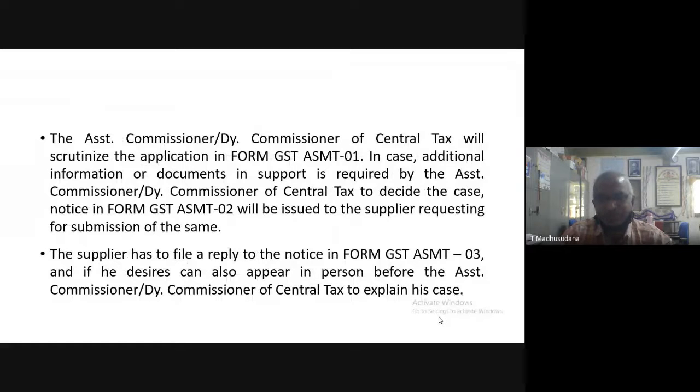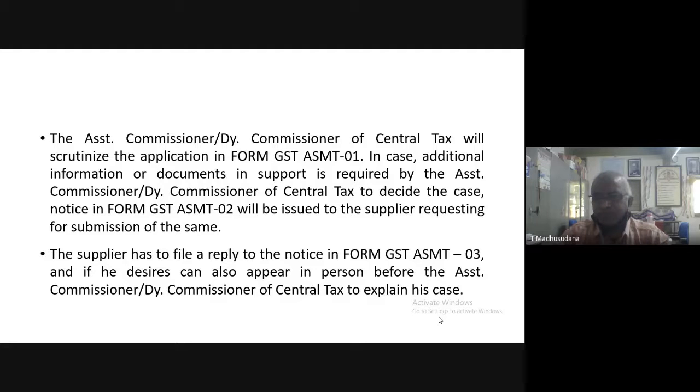Next, after receiving the application from the supplier, the assistant commissioner or deputy commissioner of central tax will scrutinize the application in Form GST ASMT-01.